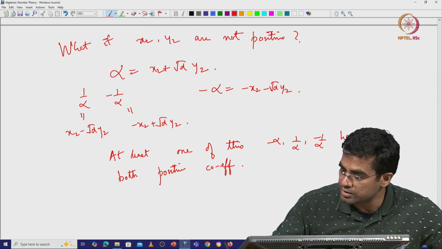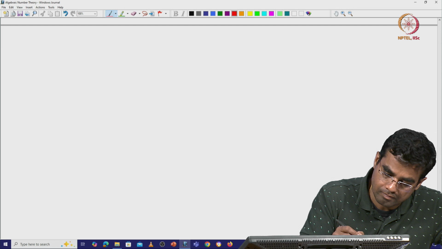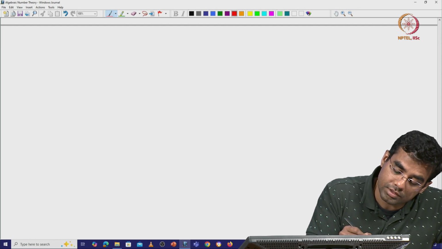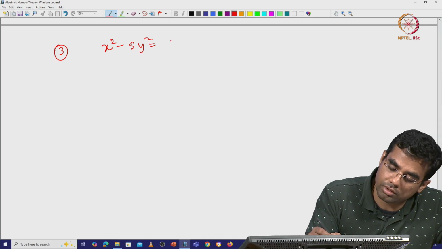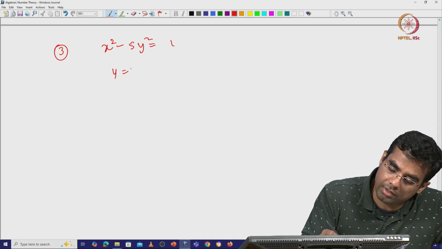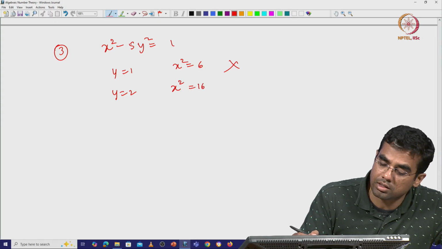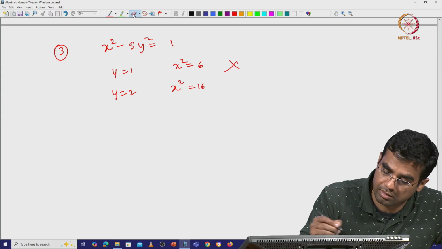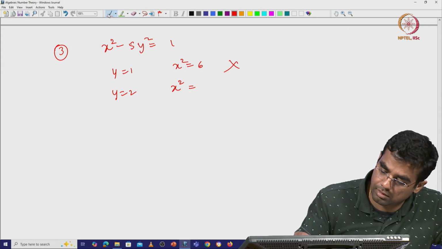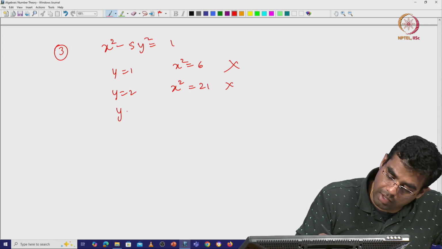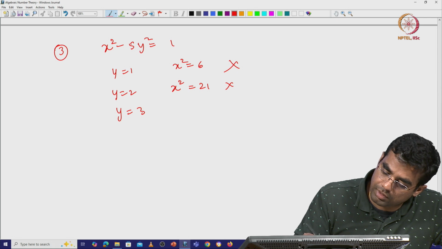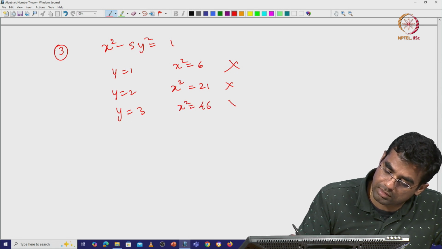Right. Let us try something maybe bigger. So, x square minus 5y square equal to 1, and so you try y equal to 1, you get x square is equal to 6. So, there are no solutions. You try y equal to 2 and you get x square is equal to 21. There is no solution. You try y equal to 3, so you get x square equal to 46. So, there are no solutions.